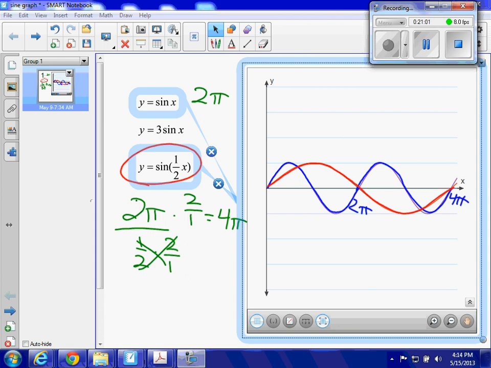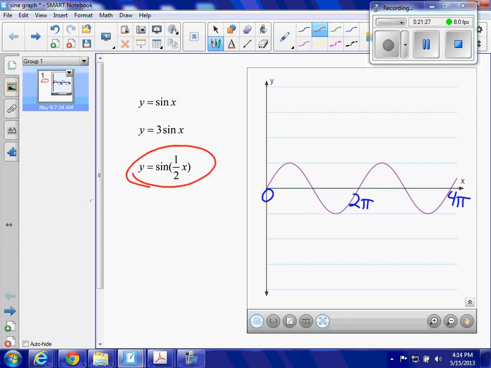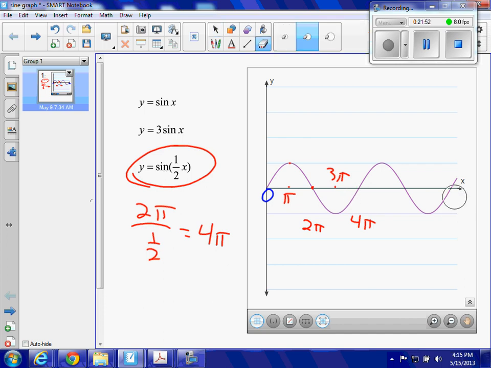And I can do the same thing with this one. Instead of drawing the new graph, I could just change my periods. So let's get that one off. This is my basic sine function. I have 0. I have 2 pi. I have 4 pi. But now I know that a full period with my transformed function is 2 pi divided by 1/2, which is equal to 4 pi. So I come here and I change my 2 pi to 4 pi. Halfway in the middle is 2 pi. Halfway between those two is 3 pi. Halfway between those two is just pi. So erase that. This is now the graph of sine 1/2 x, by changing the axes instead of redrawing the graph.